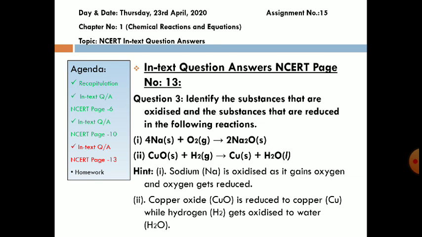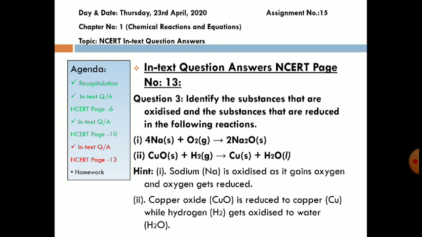In first equation, sodium is alone, it is not having oxygen. It reacts with oxygen, and in the product you see sodium and oxygen combine, that is, sodium gains oxygen. So, which gains oxygen? Sodium gains oxygen. In first equation, sodium Na is oxidized as it gains oxygen, and oxygen gets reduced.